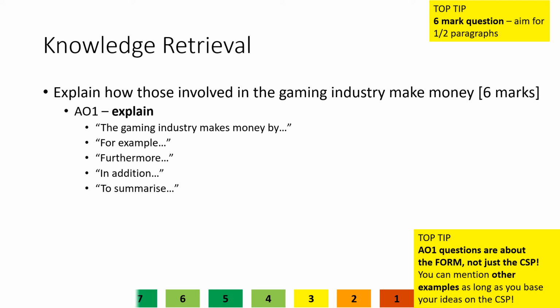It's a 6-mark question. You're aiming for between 1 and 2 paragraphs. You're aiming for clear information demonstrating knowledge and understanding of the gaming industry. You're not being asked to mention a specific CSP, although you can obviously mention Kim Kardashian Hollywood or Lara Croft. Go. That should take you about 6 or 7 minutes. So when you've completed that essay, please move on to the next slide.